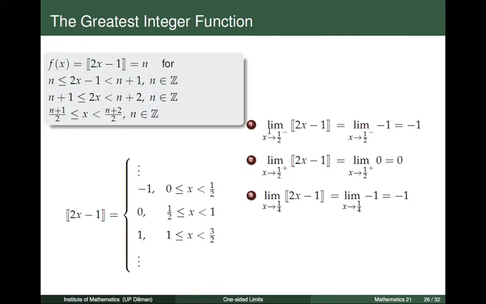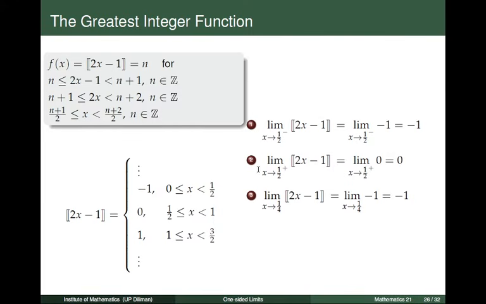So, in the first one, we take the limit of the function f as x tends to 1/2 from the left side. This means that x should be less than 1/2. So, when x is less than 1/2, this GIF here is equal to -1. And so for the first limit, we have -1 as the limit.